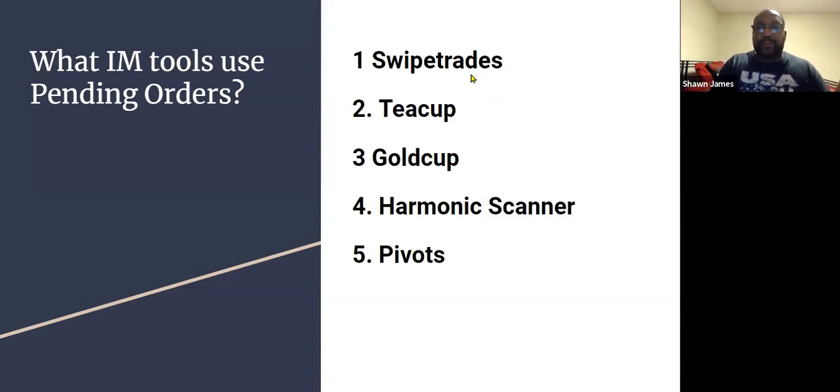So that's swipe trades. Teacup does the same thing. You set up a pending order, it forms a teacup, hit your take profit. Gold Cup works the same way. Of course, the harmonic scanner, which is king, is where you really can use pending orders to maximize your profit. And I believe with pivots, you can use pending orders as it goes between levels to maximize that point.